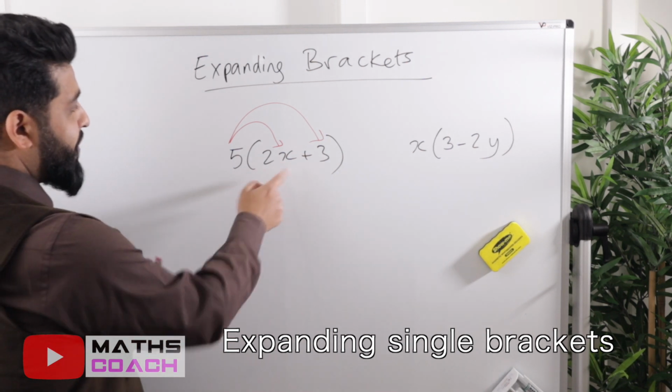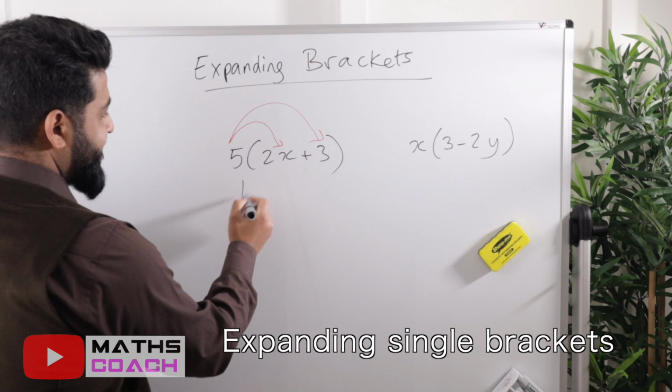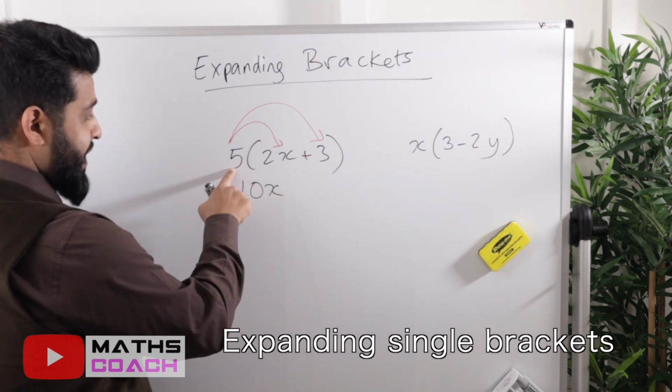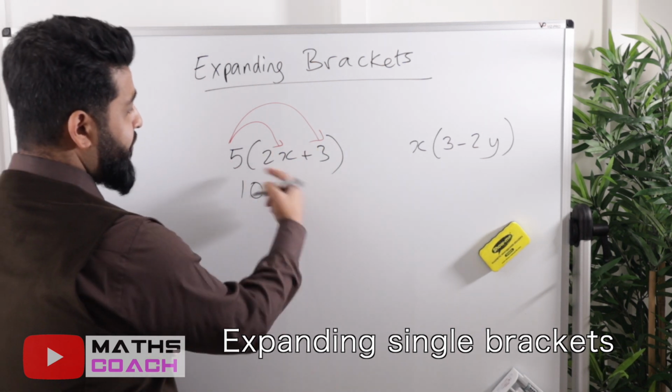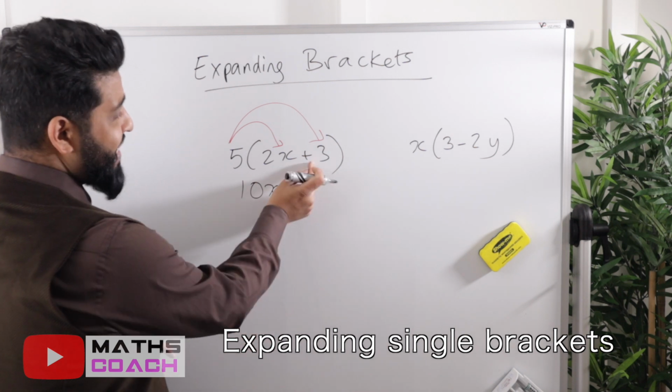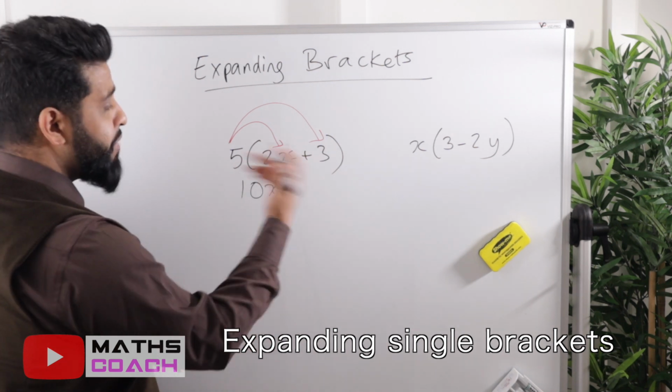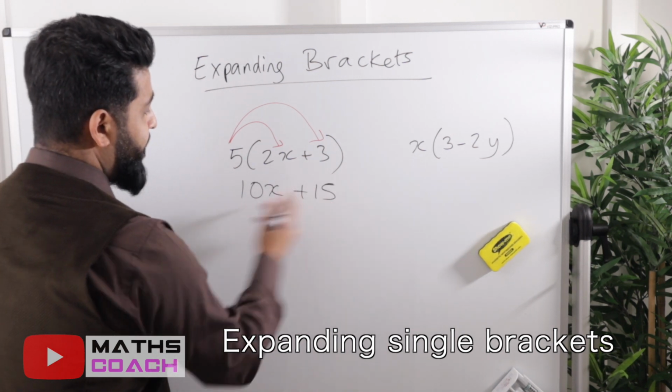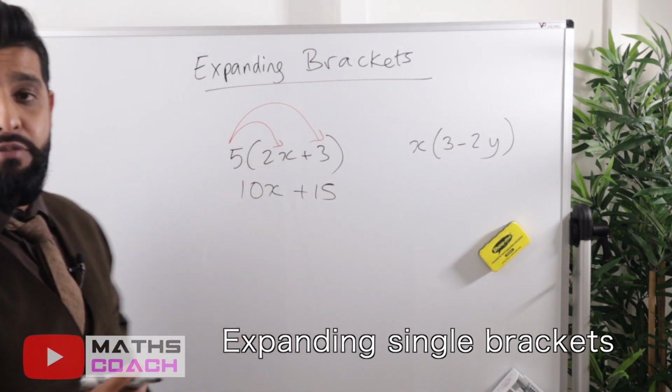So what is 5 times 2x? 5 times 2x is 10x. Next, 5 times 3. 5 times 3 is 15, and it's a plus here and a plus here, so it's a plus 15. And that is this bracket expanded.